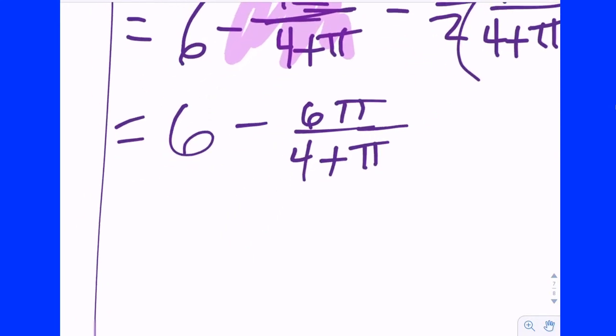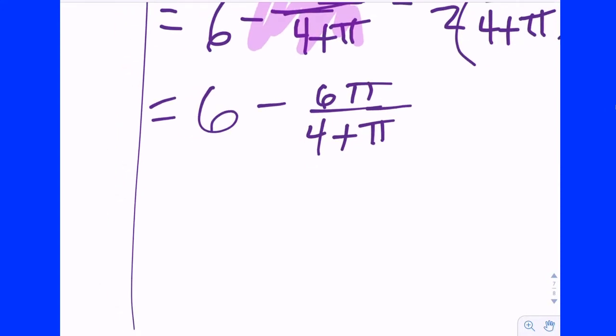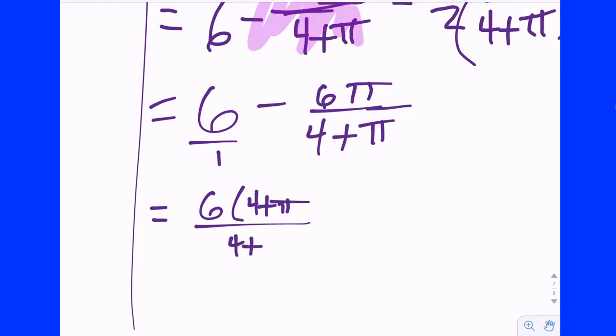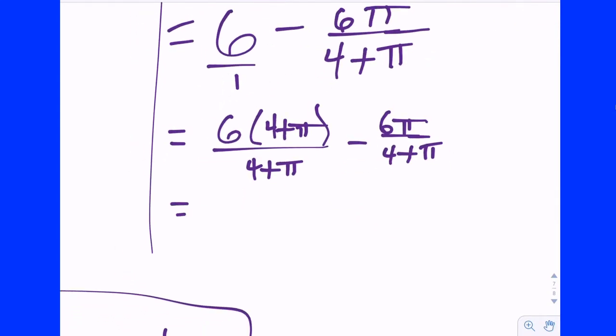Now I have two terms. Let's get them together. We need a common denominator for that, don't we? So I'm going to multiply that one by 4 plus pi over 4 plus pi. You okay with that? And then minus the 6 pi over 4 plus pi. If I distribute now, I can, by the way, put them all over 4 plus pi. Yes, because now they have a common denominator.